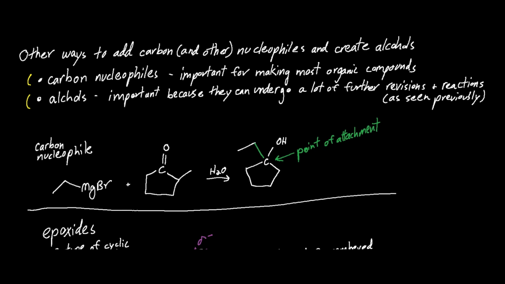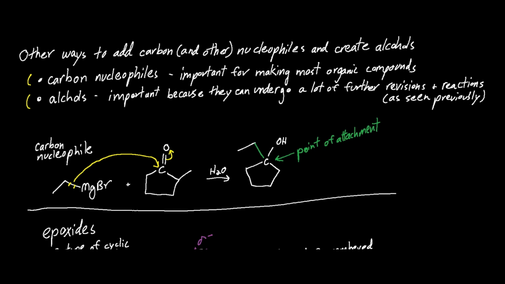Alcohols matter because you can derivatize them into better leaving groups, for example. You can make a tosylate, we saw before. You can do all kinds of reaction chemistry further on alcohols. So look at our carbon nucleophile, the Grignard reagent, like we've seen in our last unit. This can attack a carbonyl group, like a ketone here.